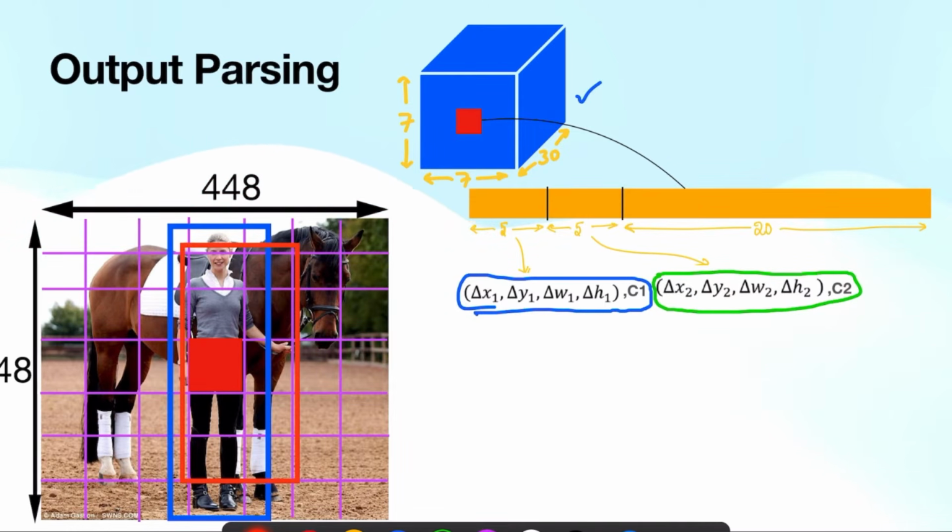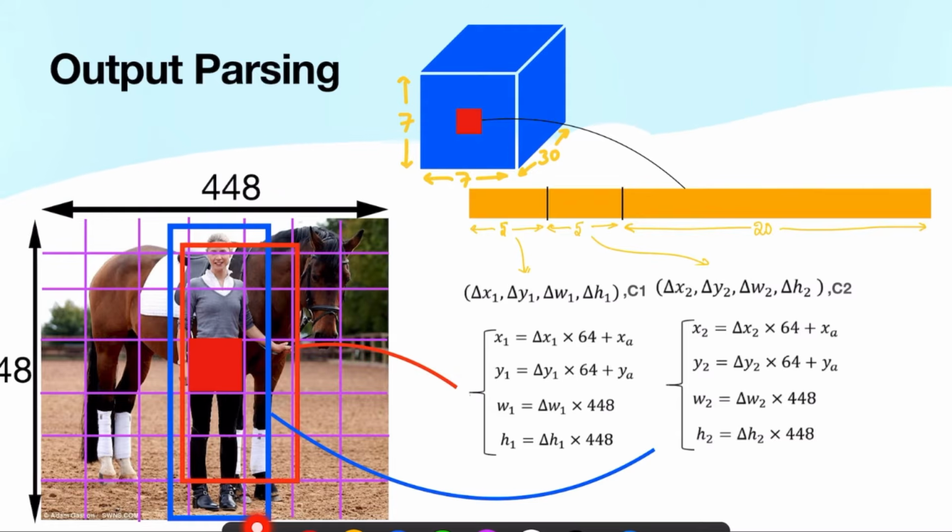If you see this, my person box is this one, right? This is my person box. Now how can I get this box from these deltas? These deltas are all between 0 and 1. All these values are between 0 and 1. How do I use these values to get this particular box here? That is using this one. If you see this, these deltas are being used here.